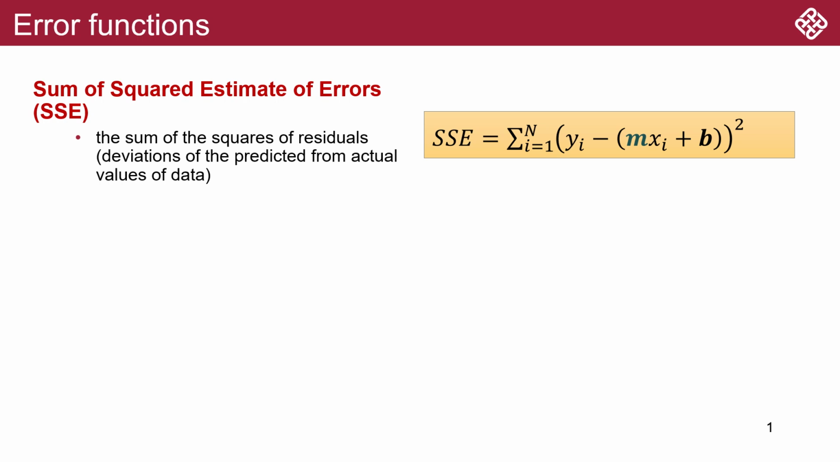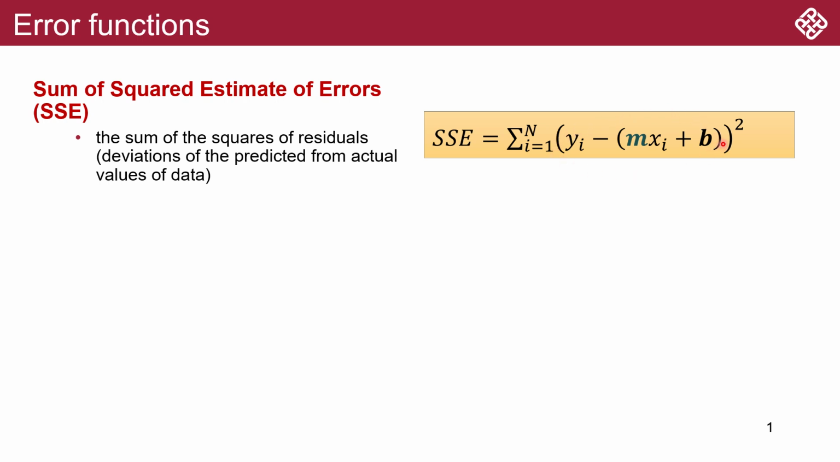So we have different methods to calculate the error function. Looking at the first one, it is the SSE, the sum of the square estimate of error. For easy understanding, y equals mx plus c, and this is the estimated value. Then we want to find the difference between the real value and the estimated value.